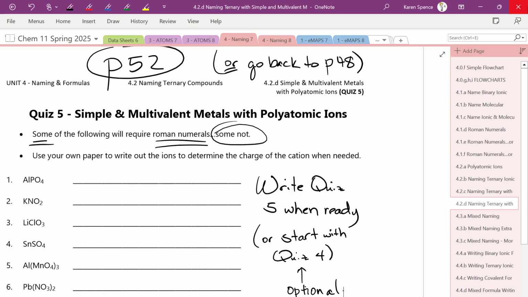Mercury just followed, right? There's Mercury 1 and Mercury 2. This would be Mercury 1 next.